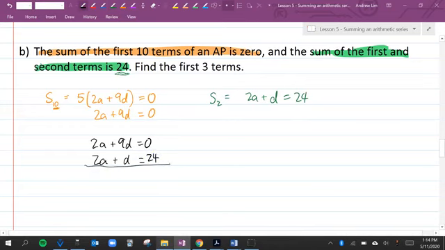We can eliminate a because they both have the same coefficient of 2. So we're going to subtract. And so 9d minus d is 8d. And 0 minus 24 is negative 24. Therefore, d is equal to negative 3.